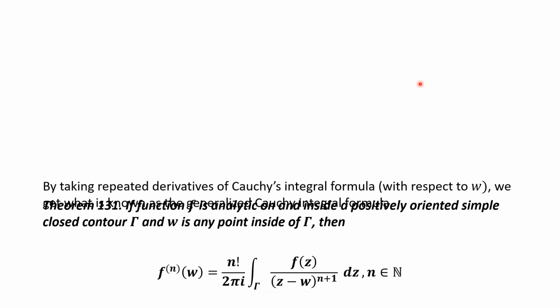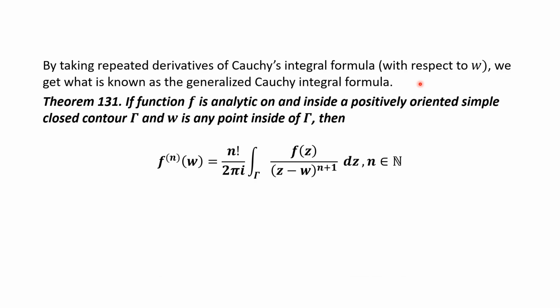We can generalize Cauchy's integral formula for derivatives beyond just the first derivative, and that's what I'm showing here. If f is analytic on and inside a positively oriented simple closed contour, and w is any point inside of our contour, then we have the nth derivative of f evaluated at w equals this expression here. And notice that looks very similar to our Cauchy integral formula, which I have here in the upper right.